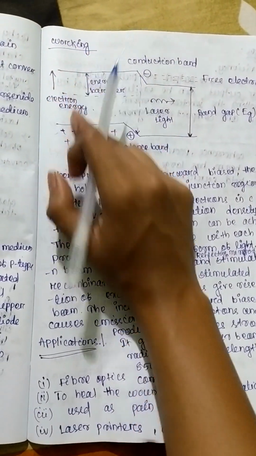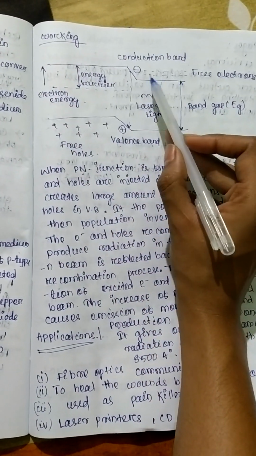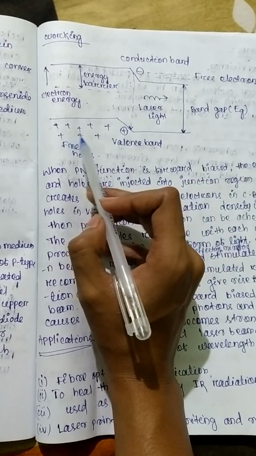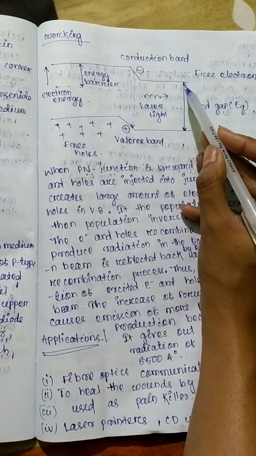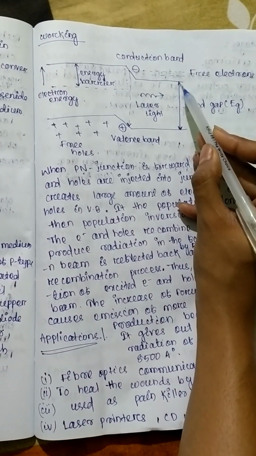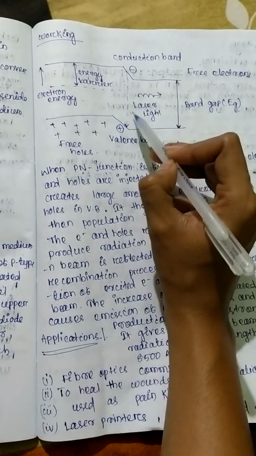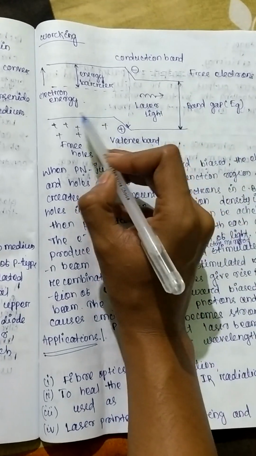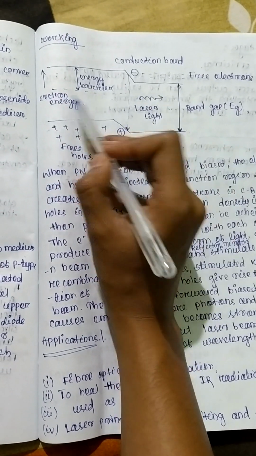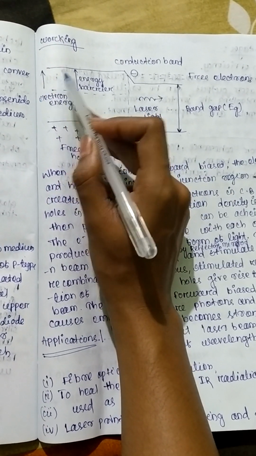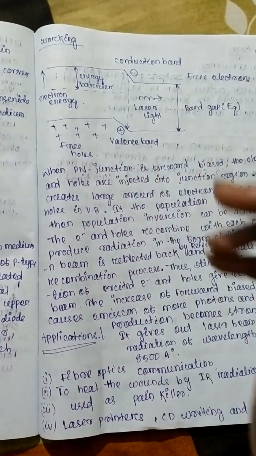And let's see the working. This is the conduction band, this is the valence band. These are the free electrons, these are free holes. There is laser light, and this is the band gap, because the difference between conduction band and valence band represents the band gap, and this is the laser light coming out. And this is the electron energy, and this is the energy barrier.